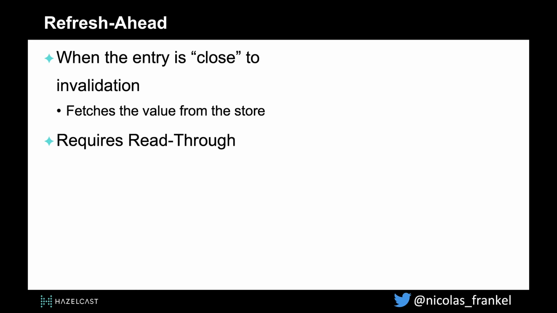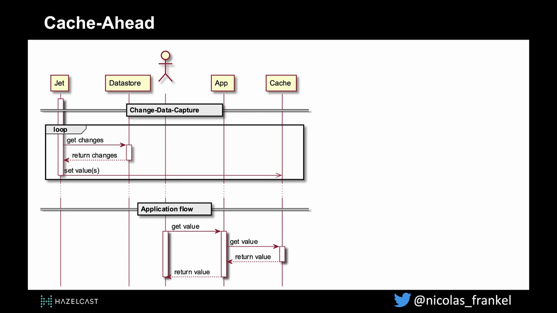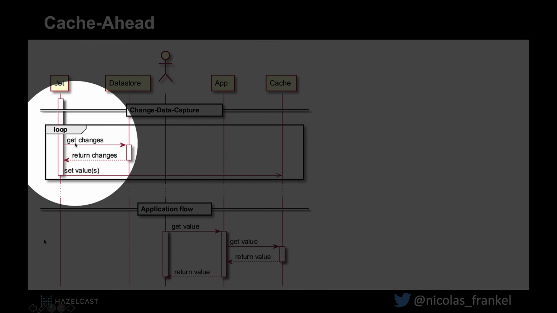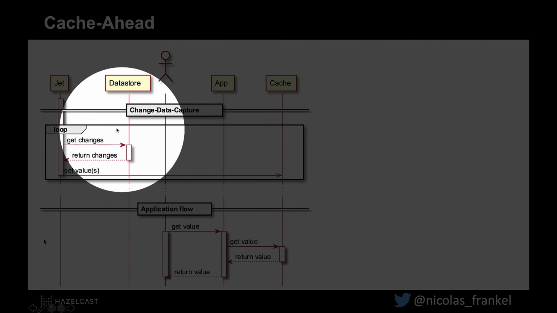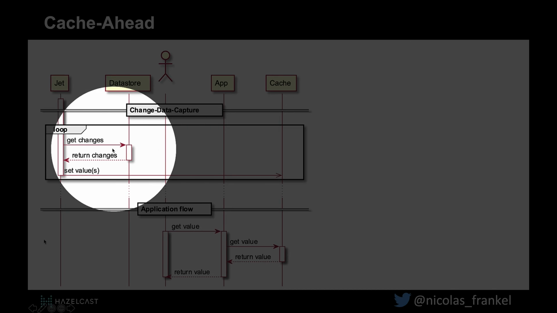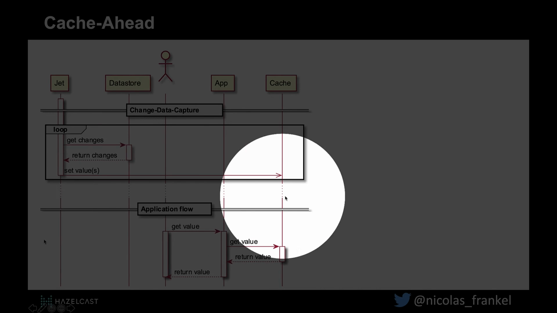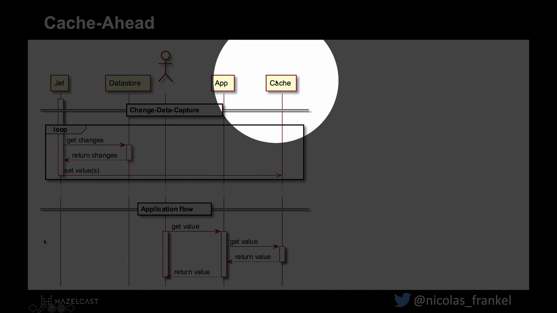That's another level of complexity, but it works. But for that, we need an additional property. We need to have streaming. So we will have streaming that gets the changes from the data store and every time there is a change, it will set the value in the cache.